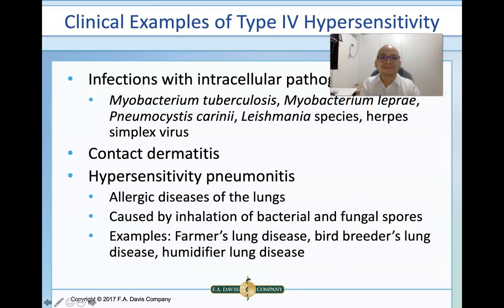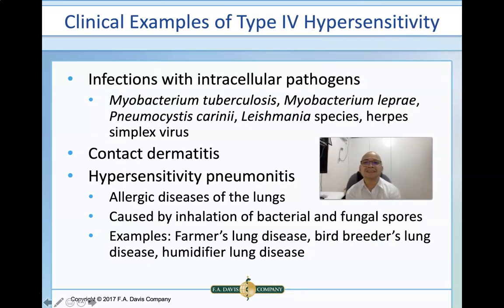So usually, the delayed type hypersensitivity reaction is the result of infection with intracellular pathogens. This includes Mycobacterium tuberculosis, Mycobacterium leprae, Pneumocystis carinii, Leishmania species, and herpes simplex virus. Contact dermatitis, which we will be discussing later on, is also an example of type 4 hypersensitivity reaction.